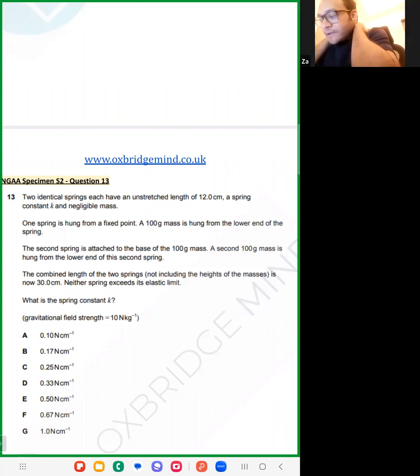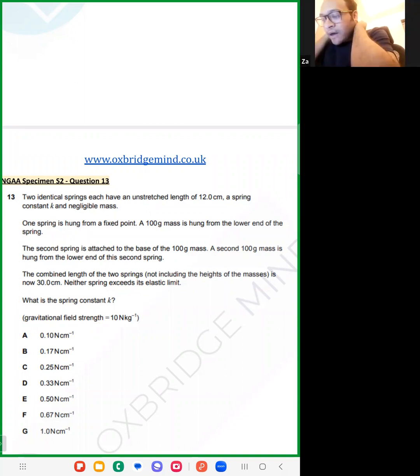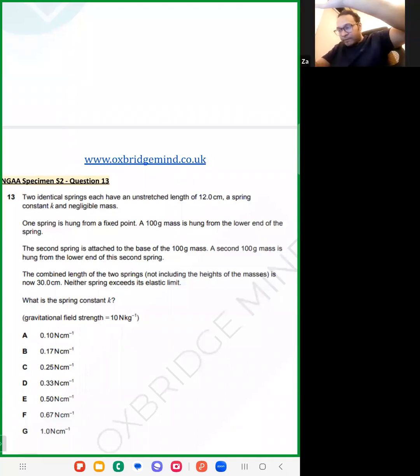Two identical springs each have an unstretched length of 12. That means that is a natural length, right? And they are of negligible mass, right? Now, one of them is hung from a fixed point. A 100-gram mass is being hung at the lower end. The second spring is attached to the base of the 100-gram mass. So it is consecutively held, right? One spring here, then there is a mass, and the second spring is attached to the base. A second 100 grams is hung at the lower end, right? Fine.